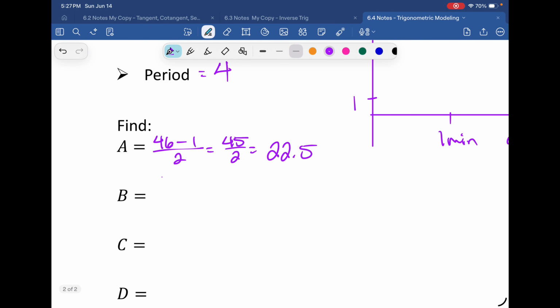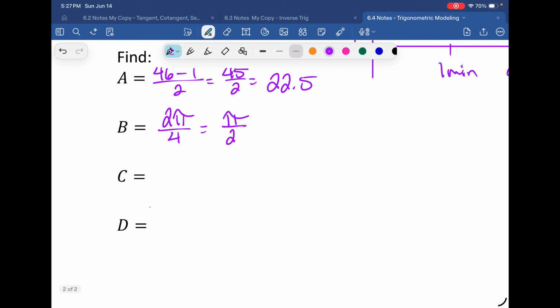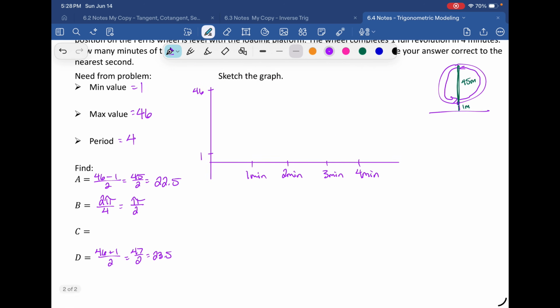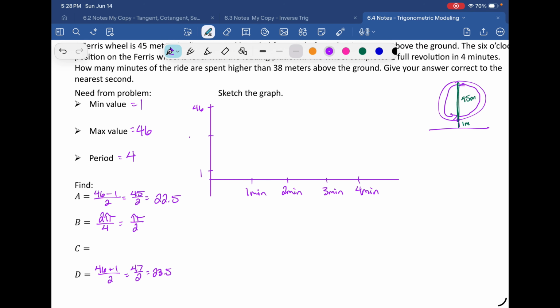The b is 2 pi divided by the period. C we'll get there in a minute. And then the midline, max plus min divided by 2, is 23.5. So the middle is 23.5. Now, if you're getting on this ride, you're at the lowest point.